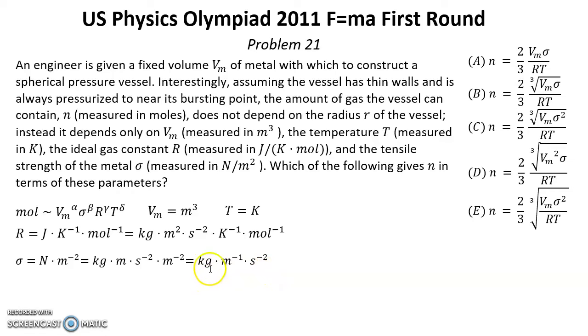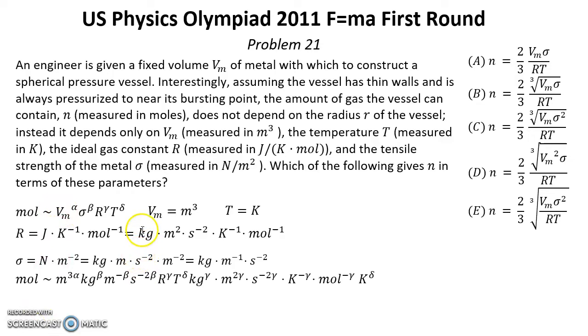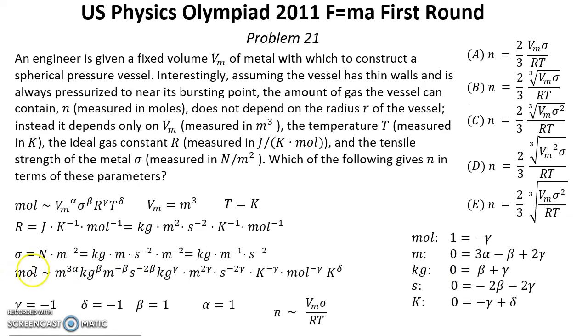Now let's put all these expressions into our proportion. When we put all these expressions into this proportion, we have this proportion. And now we just need to equalize all coefficients for all independent units. So from this proportion we have 5 different equations from which we can find all coefficients.